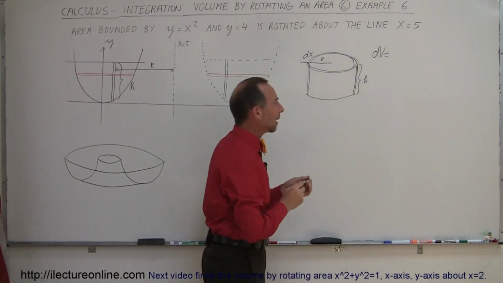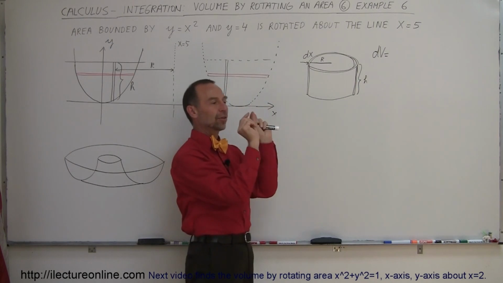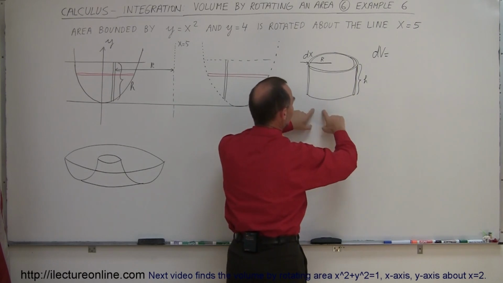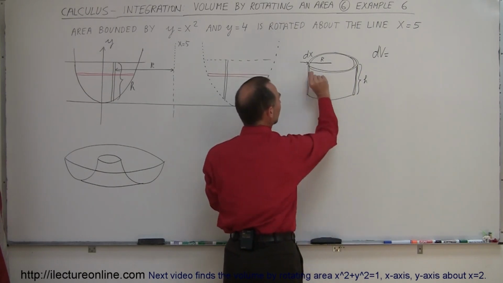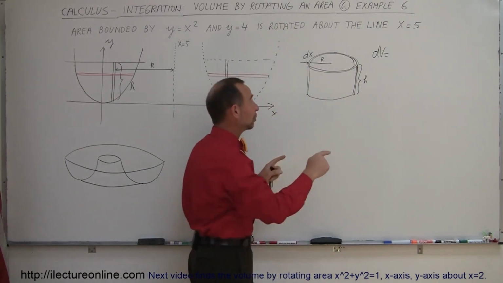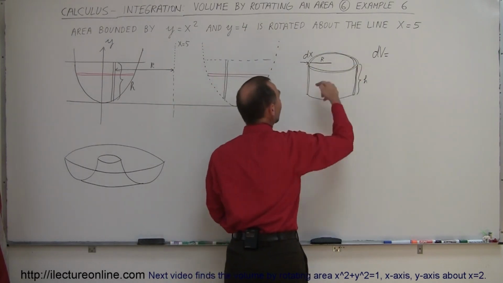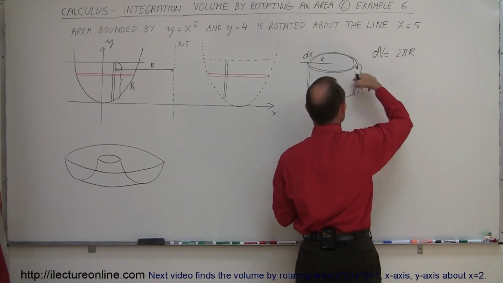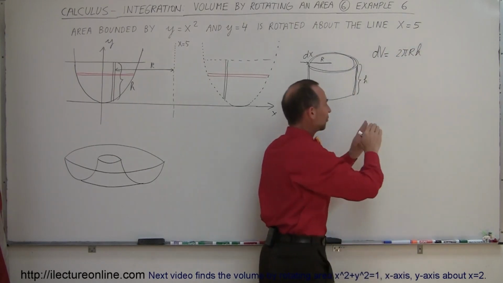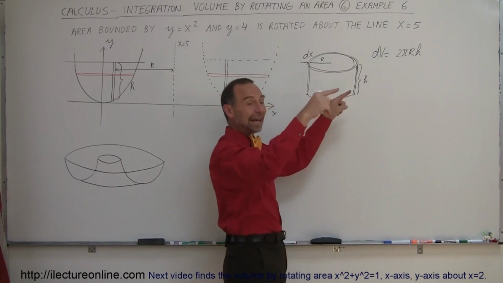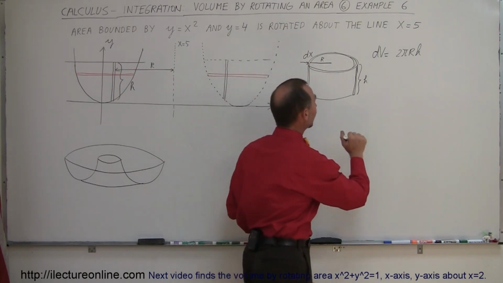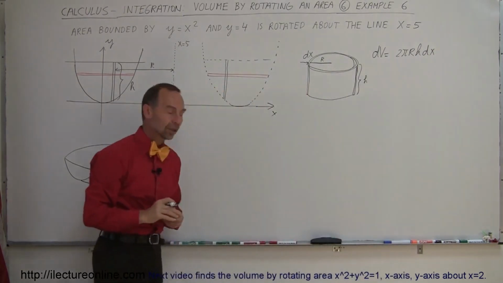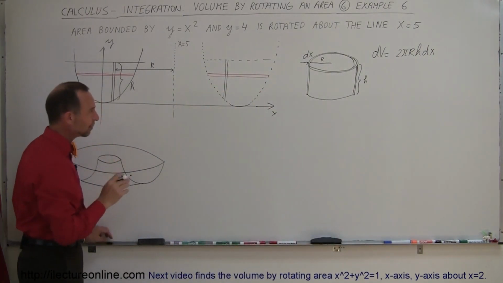Well, the idea is, if you have a hollow cylinder with a thin edge, and you were to cut it and lay it flat, we end up with a rectangular shape that has a certain thickness. The thickness would be dx, and the length of the rectangle would be the circumference, so 2 pi times the radius, times the height. That would be the area of the rectangle, and then times the thickness dx will give us the volume of this little hollow cylinder.